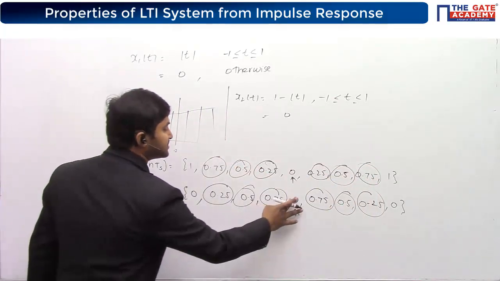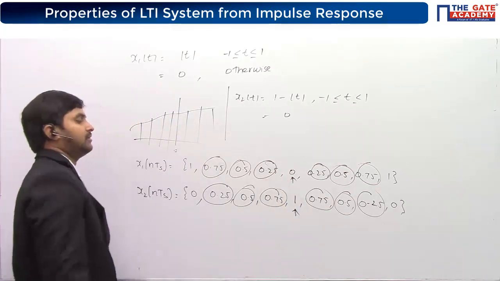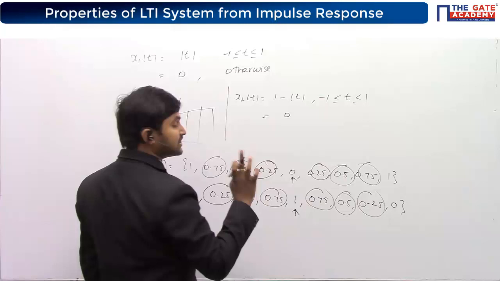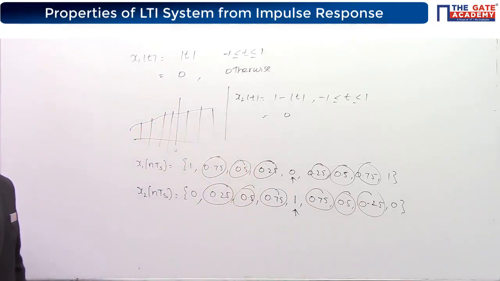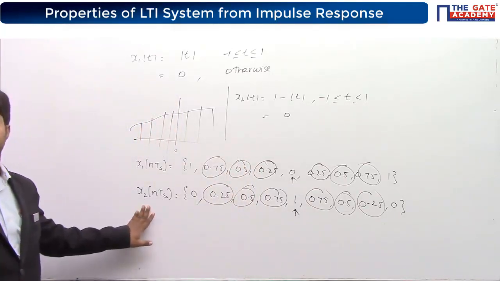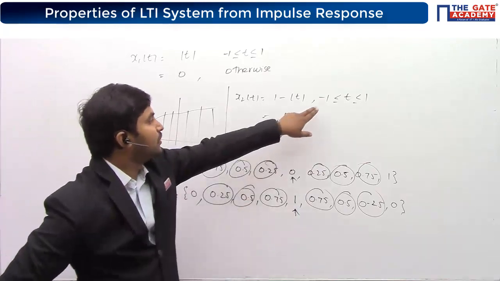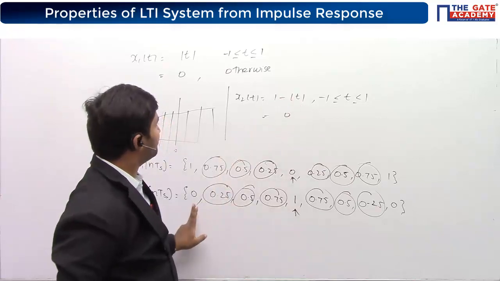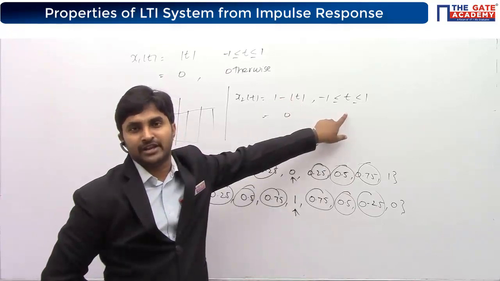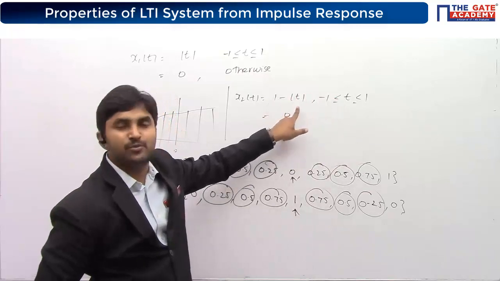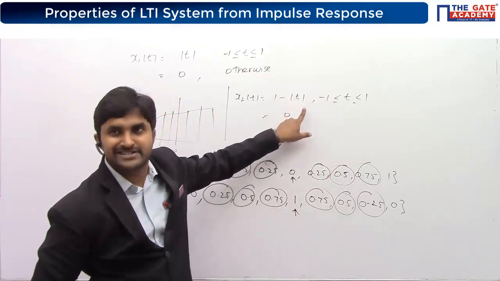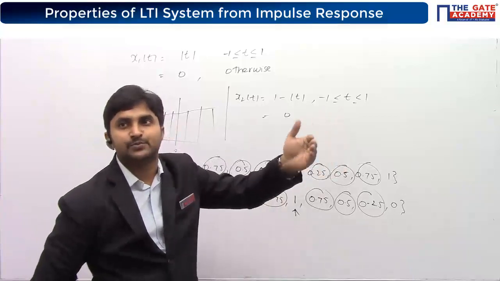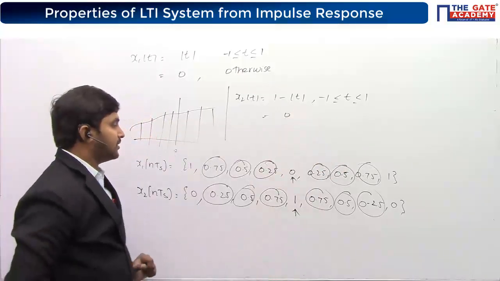Yes, so here there is a mistake. Here it is 1. At t equal to 0, 1 minus 0, it is 1. I'll repeat x2 of n once again. See, we are starting from t equal to minus 1, right? So 1 minus mod of minus 1 is 1 minus 1, which is 0. Then you go for t equal to minus 0.75. 1 minus mod of minus 0.75 is 1 minus 0.75, which is 0.25. Then you go for t equal to minus 0.5. Okay, so it is clear.